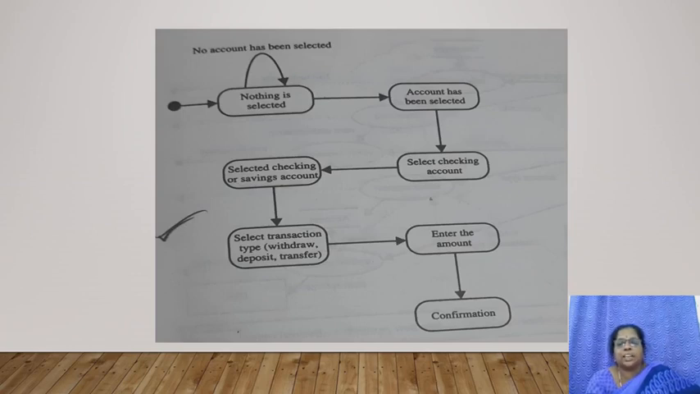For the transaction type, we have to withdraw the amount, deposit, or transfer the amount. Once the transaction is correct, we select any one option and enter the amount. The amount will be entered, the confirmation is confirmed automatically, and we withdraw or deposit the amount.